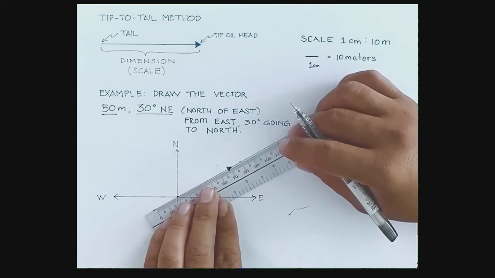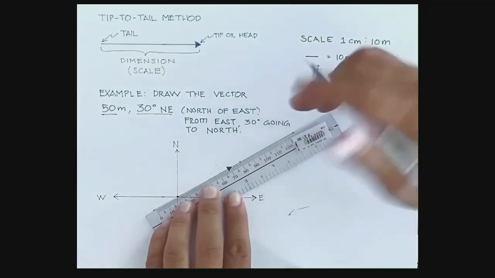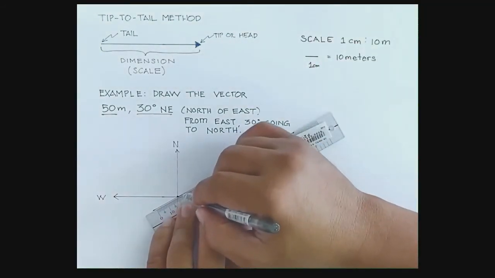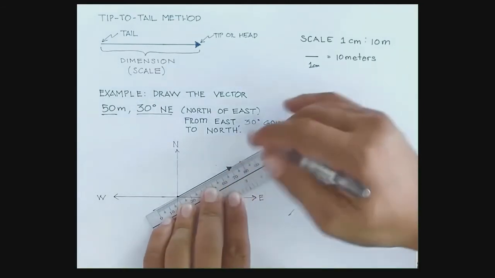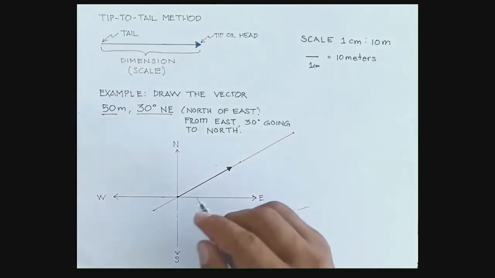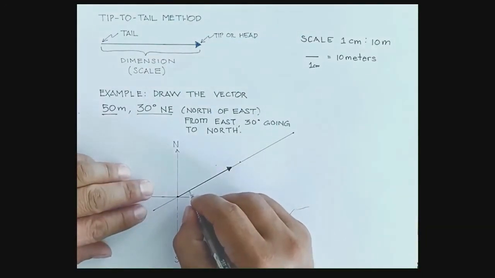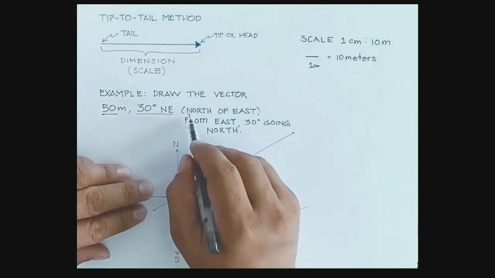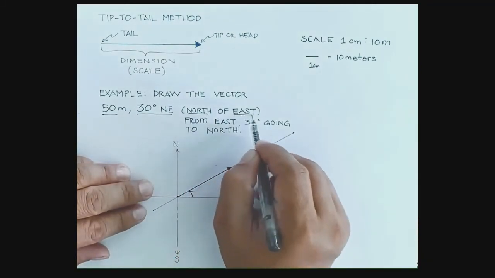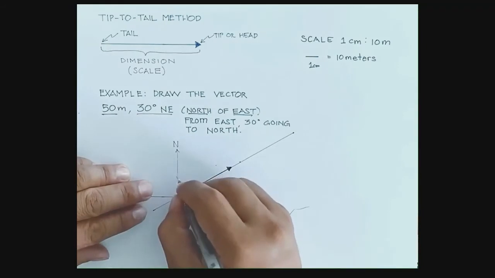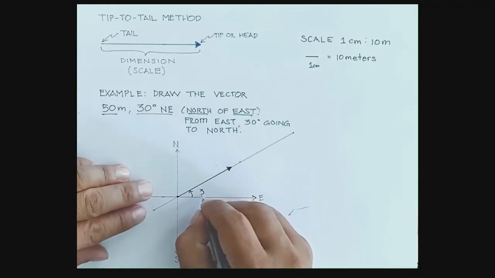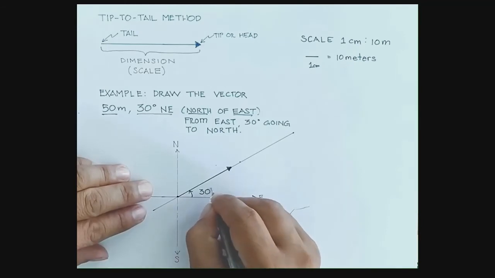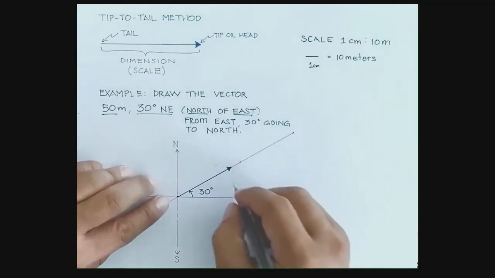And then let us now make the solid line from the origin, from the tail to the tip. All right, so that will be our vector, and we will put the angle. Now, north of east. Take a look at that, from east going north. All right, that is 30 degrees.